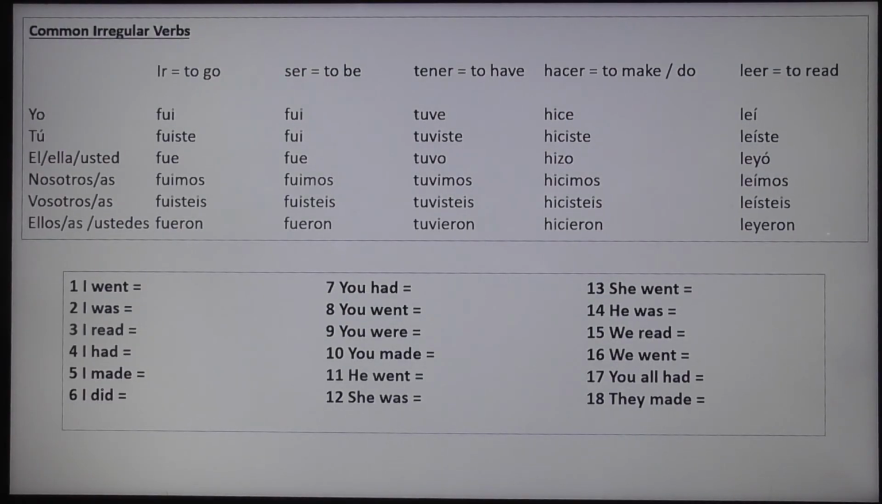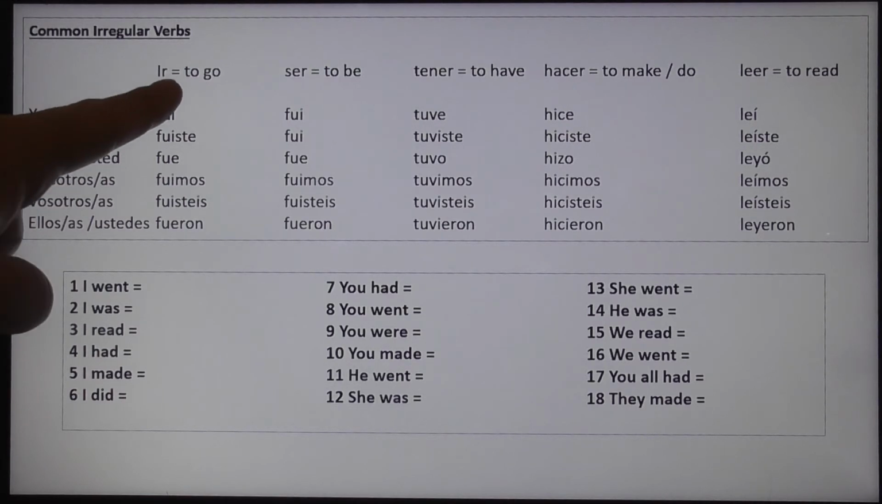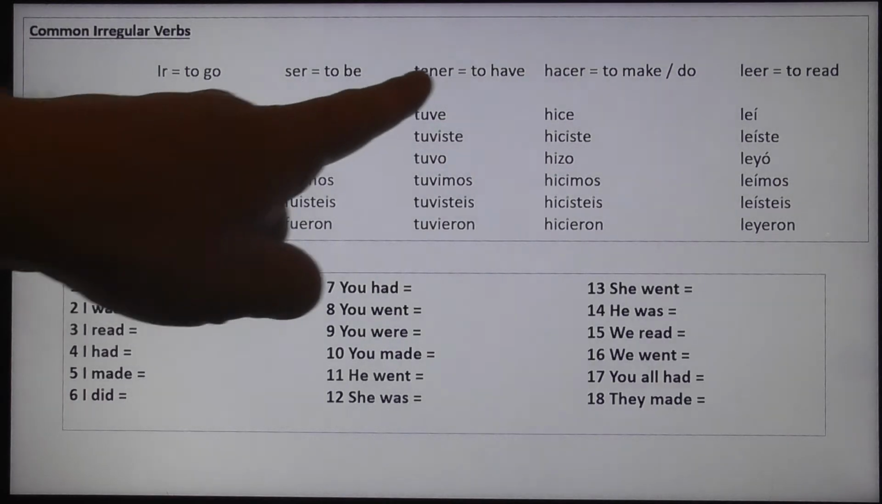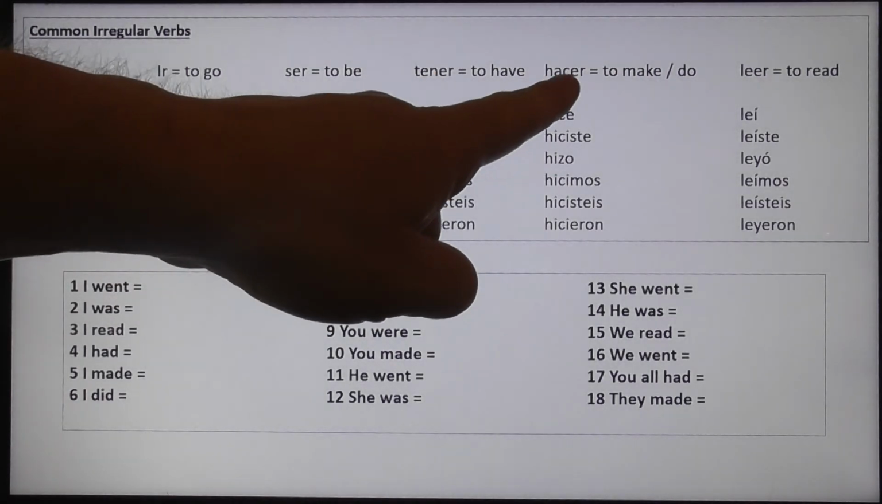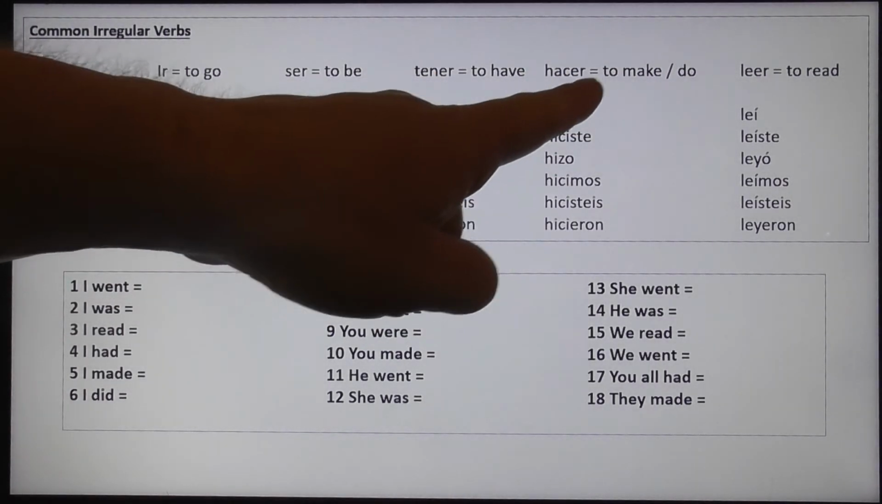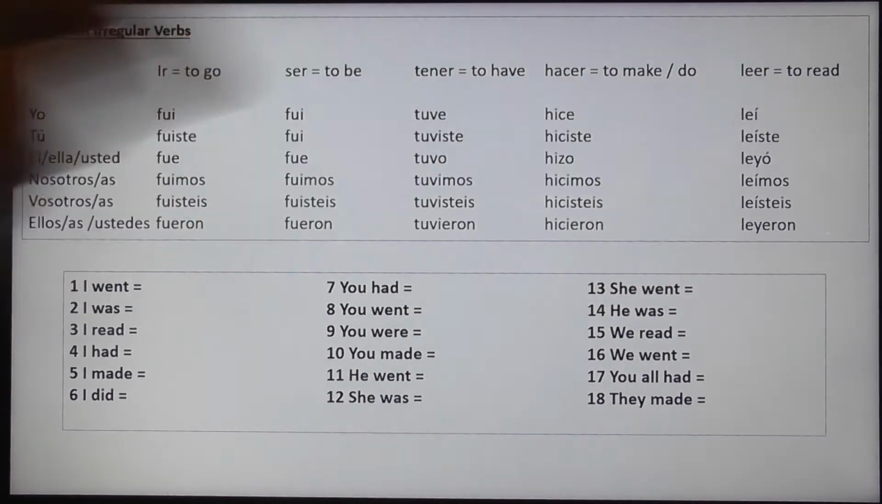So, in lesson 18, I did speak to you a little bit about the fact that there are irregular verbs in English and also in Spanish. We haven't seen those yet, so what I've done for you is I've made a list of 5 common irregular verbs in Spanish. So we've got ir, to go, ser, to be, tener, to have, hacer, which means to make, and it also means to do, and leer, to read.